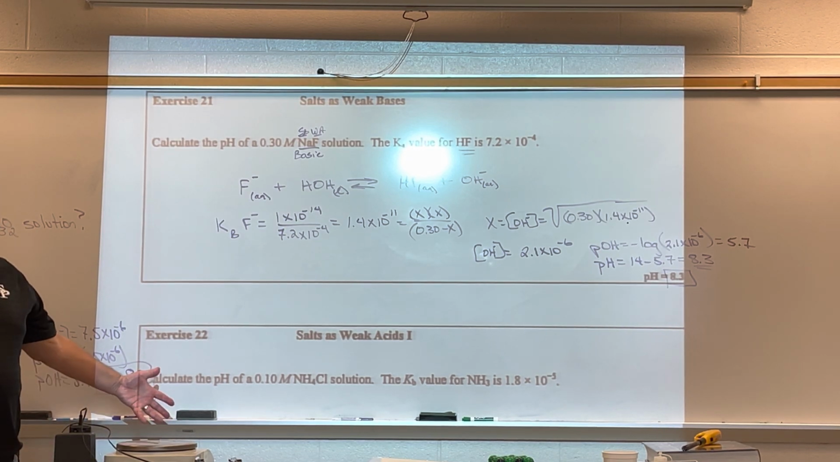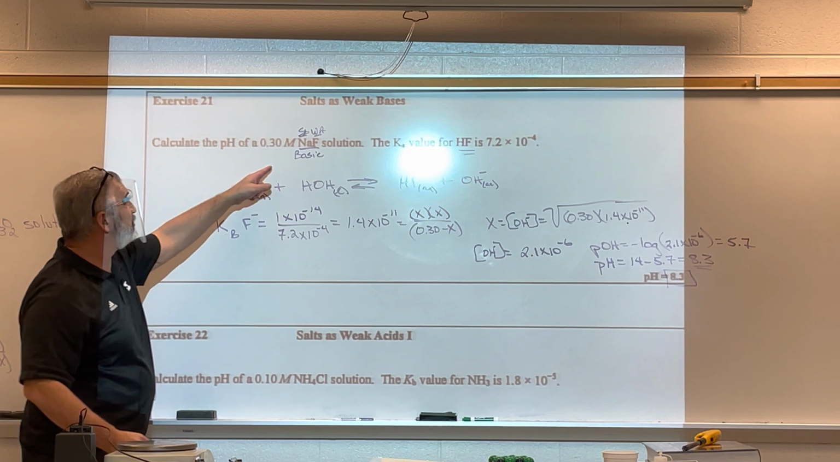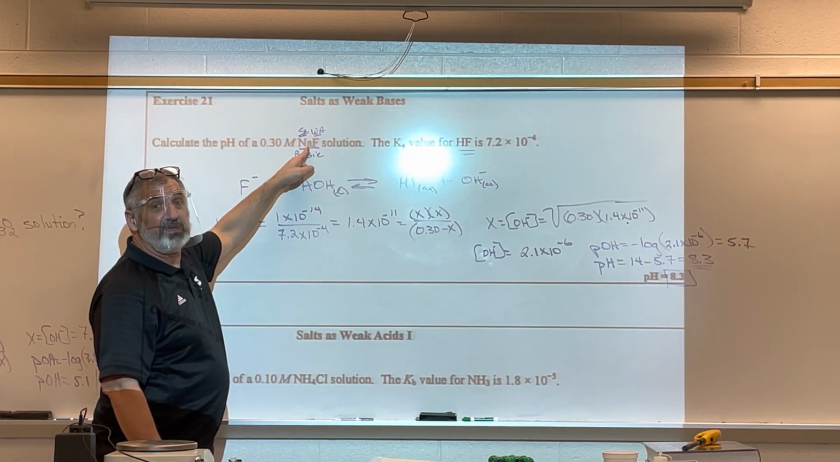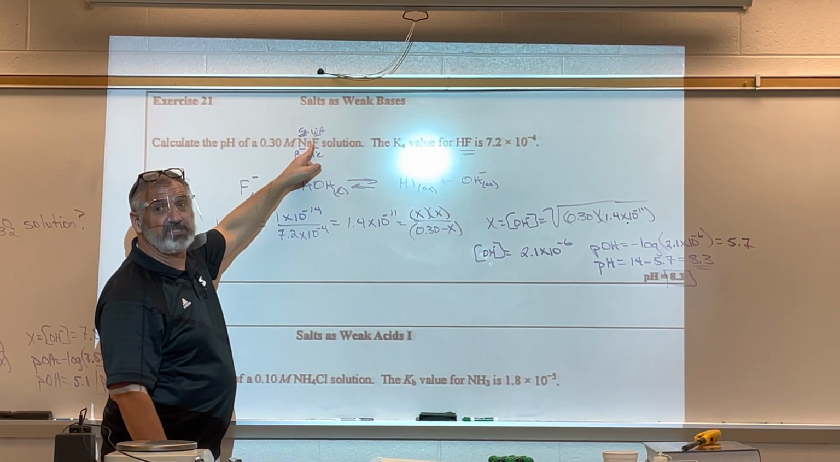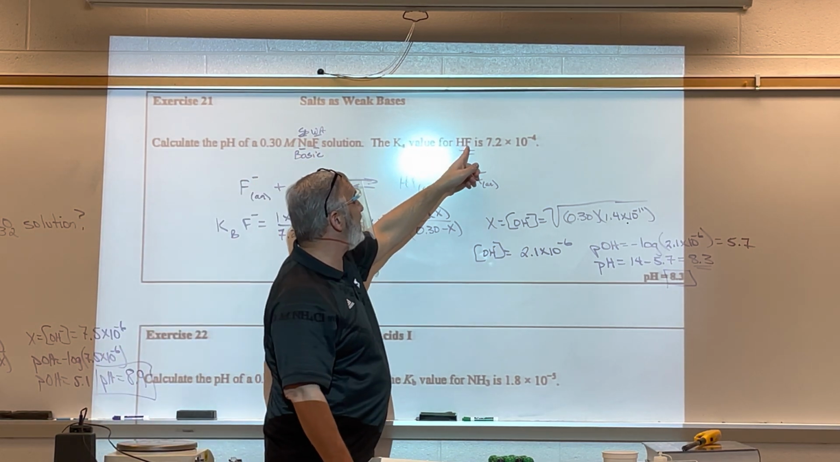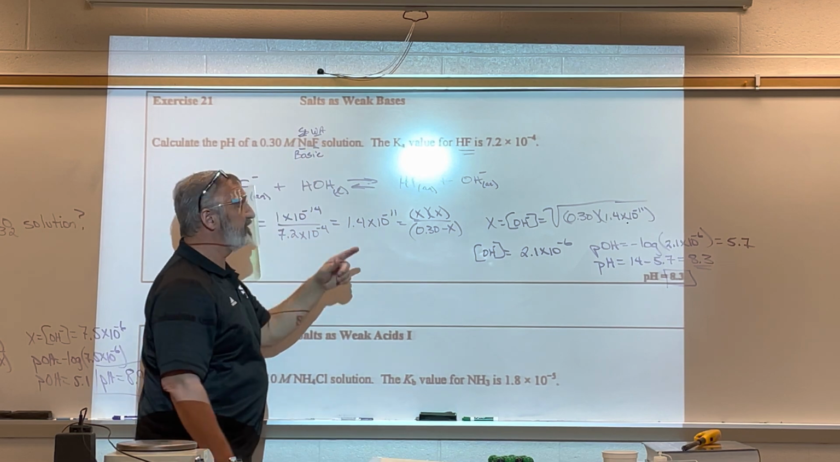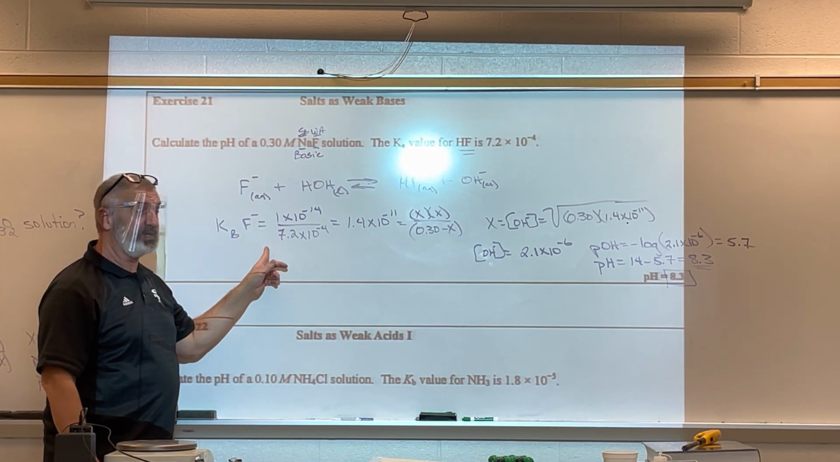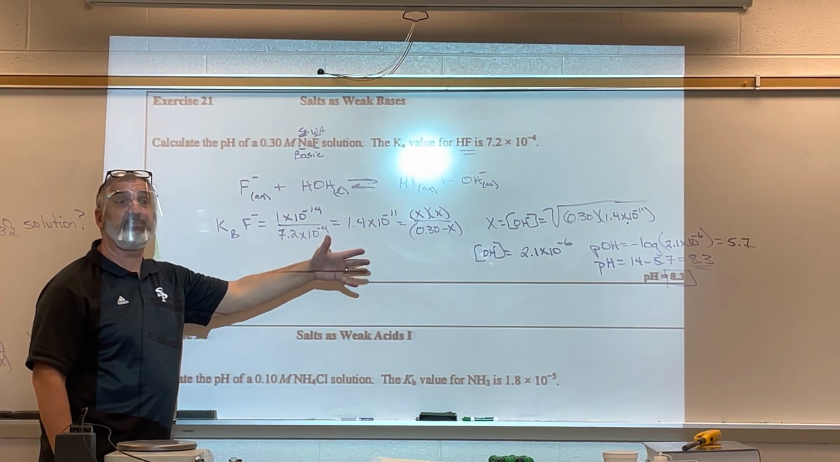Okay, so the only thing you have to do, when you notice that it's a salt, is determine if it's an acidic, basic, or neutral salt. Then you determine if they give you the Ka of the acid or the Kb of the base, the conjugate's always, you just got to do this step. Then the setup is exactly the same as everything else.